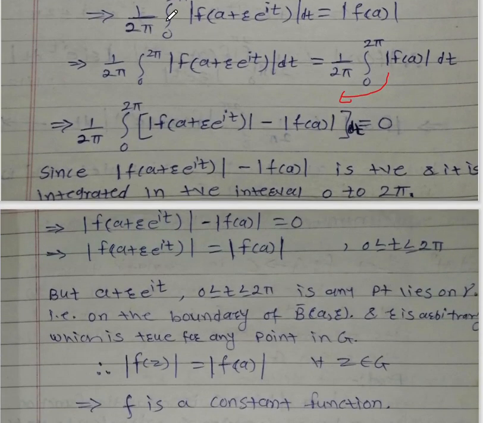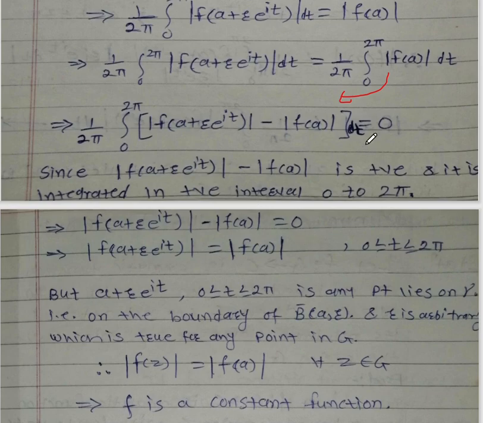But we know that mod f of a plus r e raised to power i t minus mod f of a is positive, and it is integrated over the interval 0 to 2 pi. This will be a positive value. Therefore, which implies that mod f of a plus r e raised to power i t minus mod f of a equals 0.